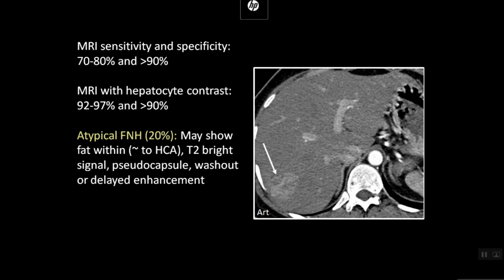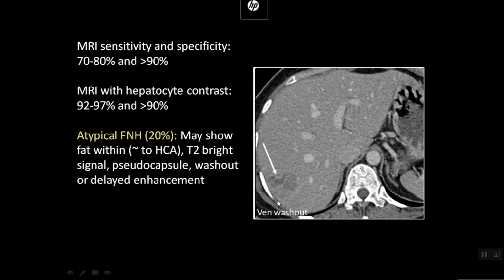So this is, for example, the arterial phase. So it's not intense enhancement here, right? It's not intense enhancement. And there's washout on the delayed, right? This was a non-cirrhotic liver.